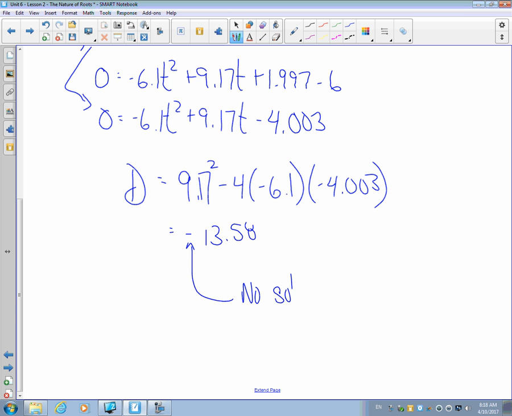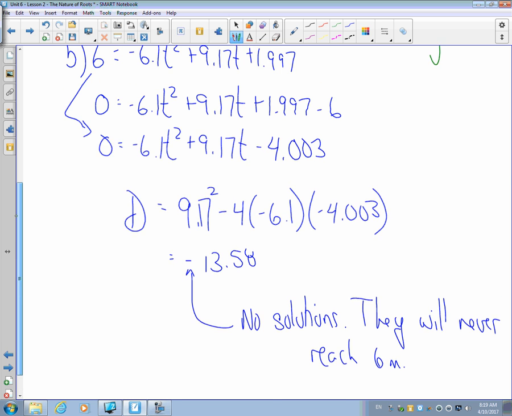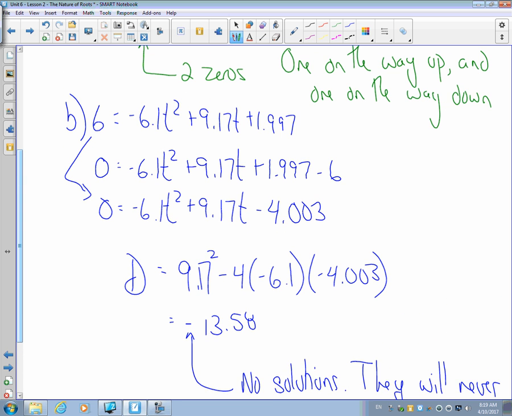No solutions. In other words, they will never reach 6 meters. Now remember, when we're solving these equations, we're trying to figure out the roots. We made the equation easier to work with by going to this idea of 0 right here, but you're actually solving the thing up top. It's hard to solve it when it equals 6. It's much easier to figure out when it equals 0, and we've changed the equation so we can make that happen.